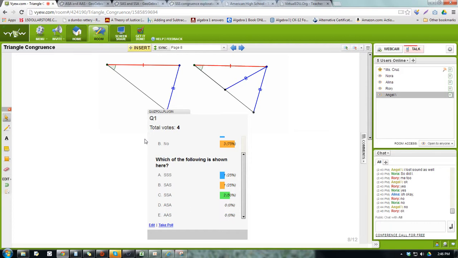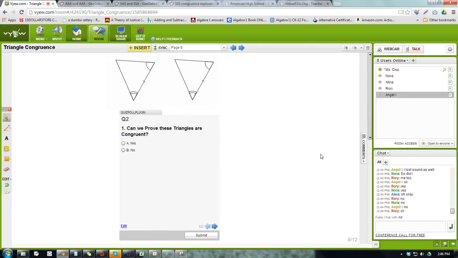There is one combination we didn't go over today, but we'll see if we can figure out what that one is at the end of the lesson. All right, let's do the next one. Go ahead and tell me what you think of these two triangles.